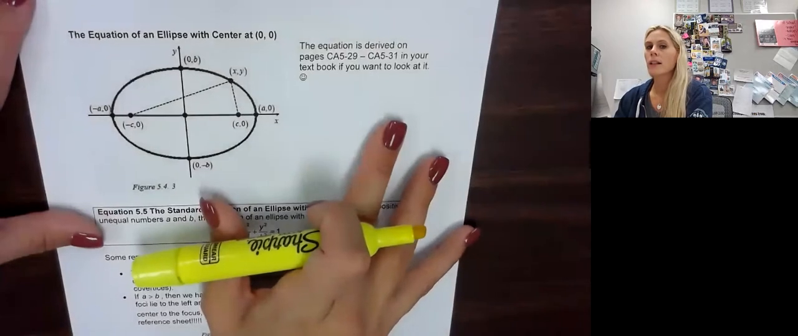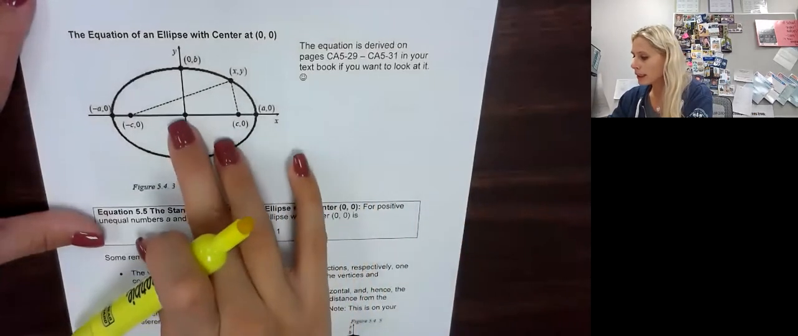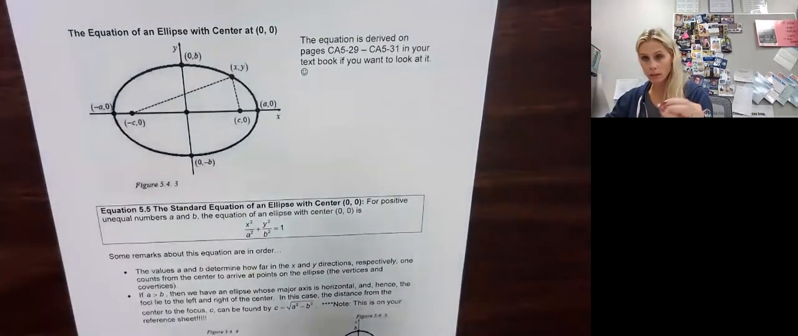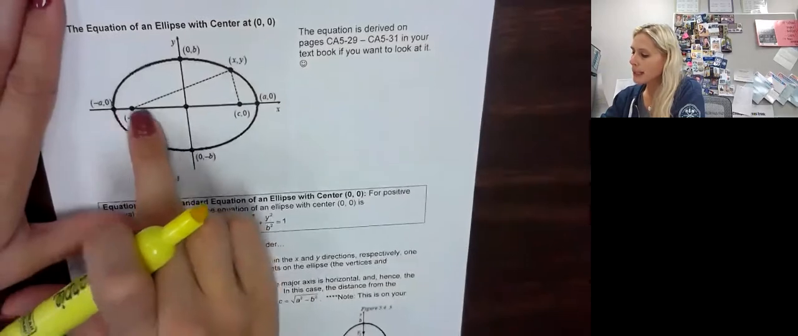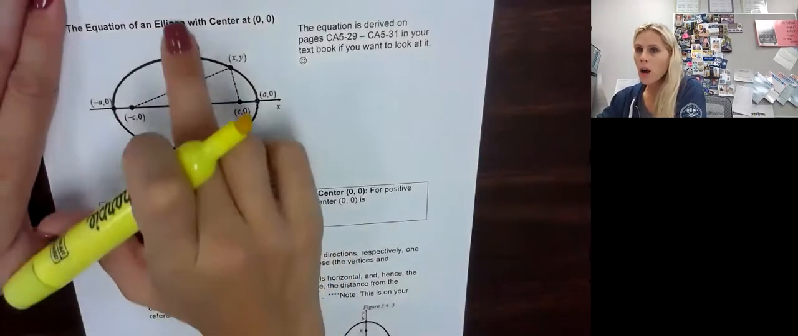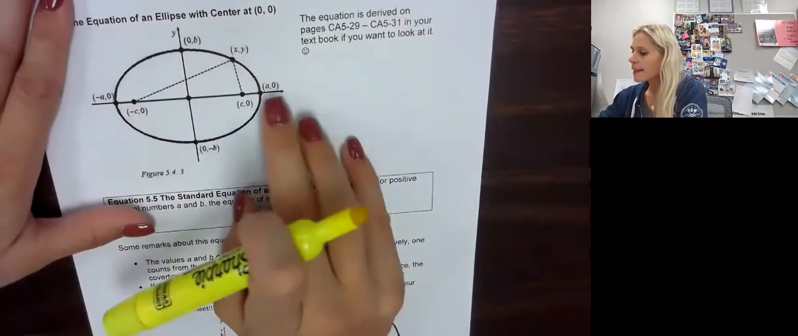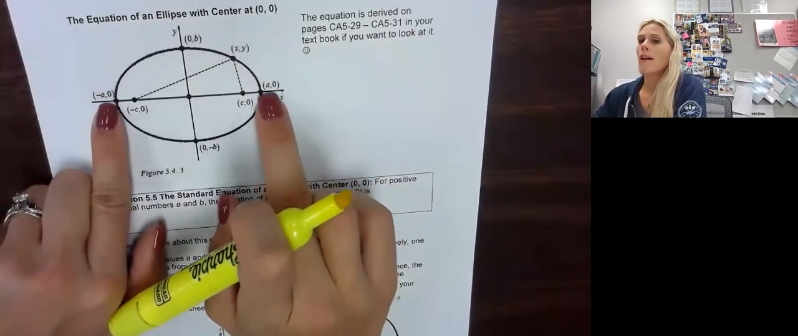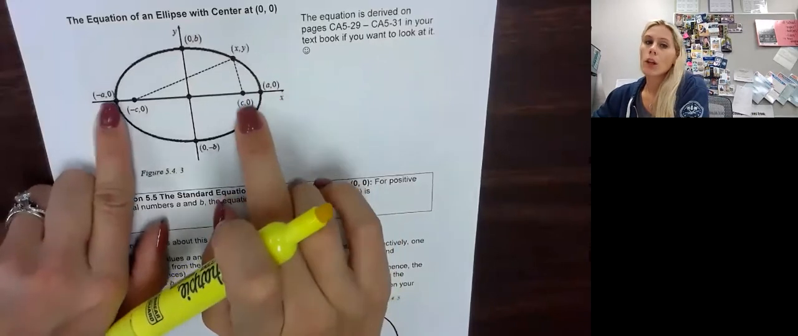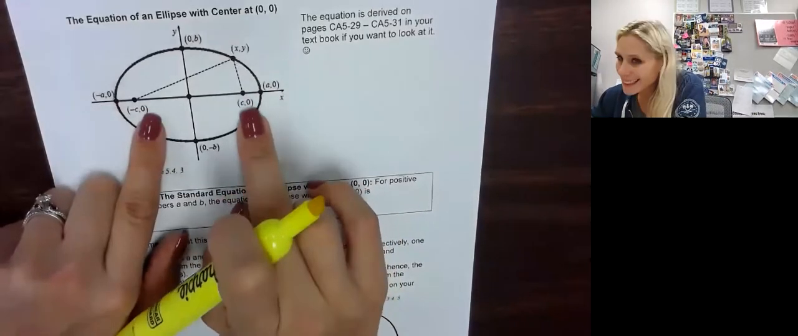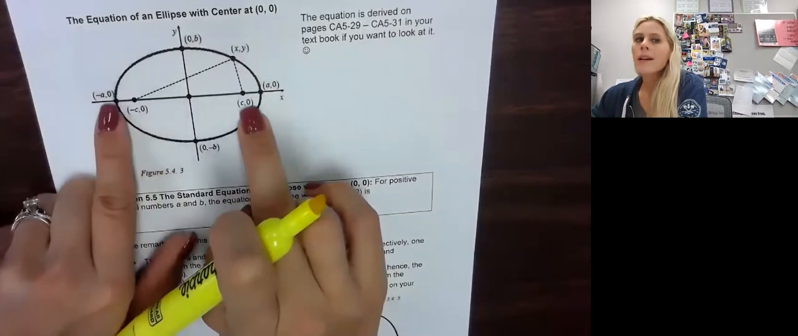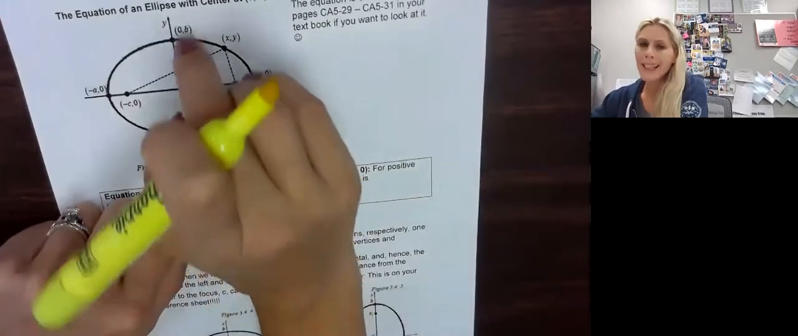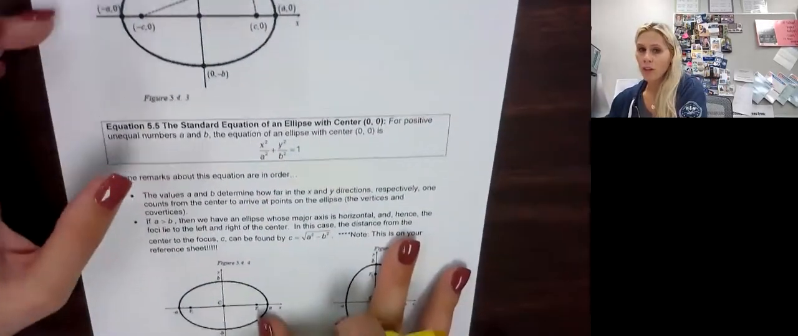If we have an ellipse at 0, 0, you see in this case, because it is horizontal right there, that our major axis is horizontal, our minor is vertical. That means negative A, 0, and A, 0 are F1, F2. No, never mind. Negative C and C is our F1, F2. Negative A and A is our vertices. B and negative B are our co-vertices.